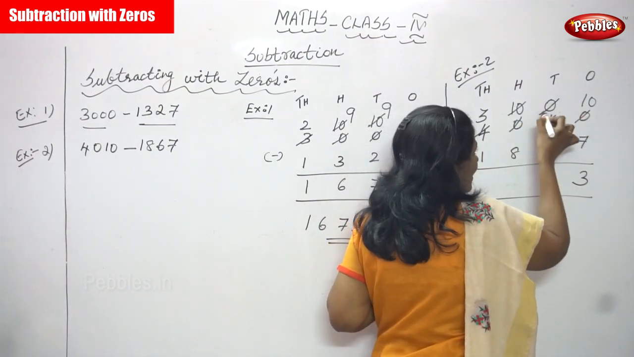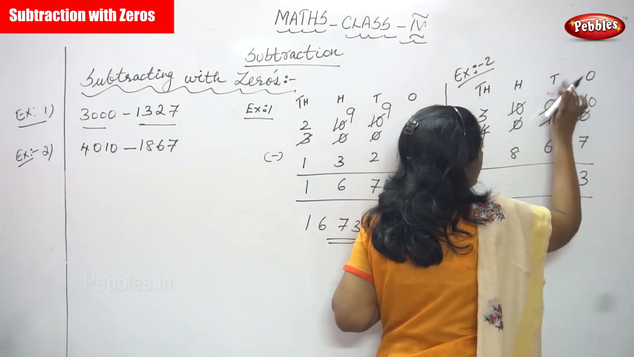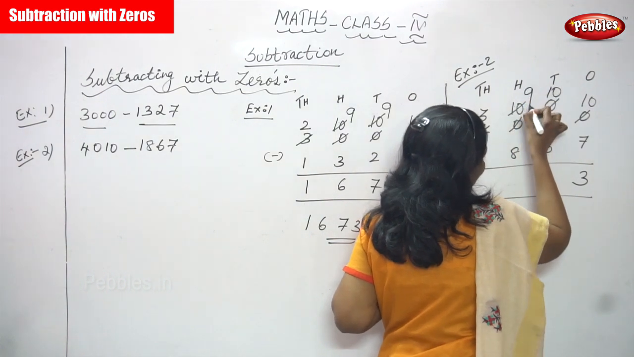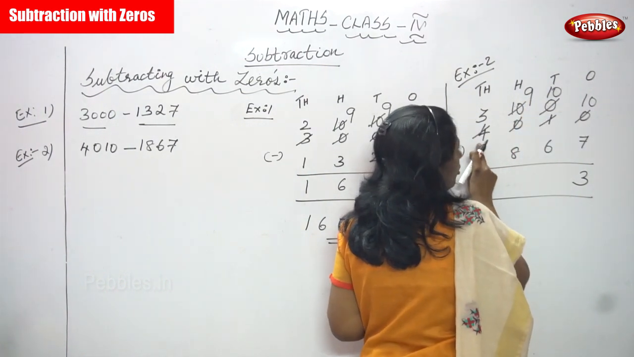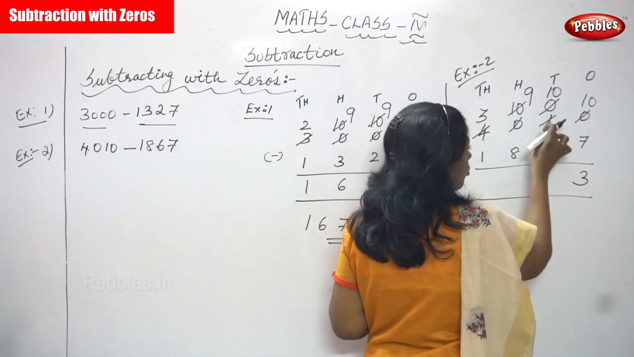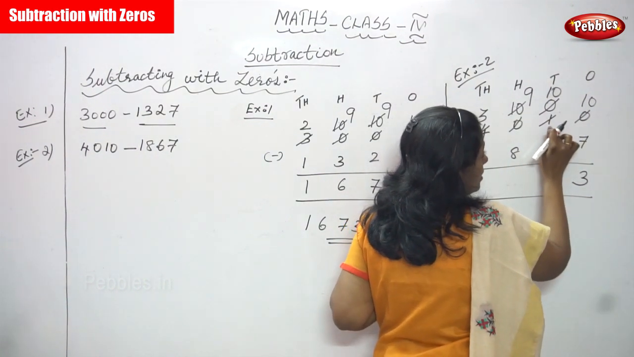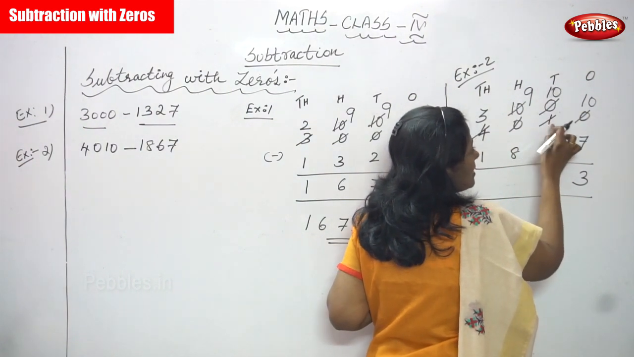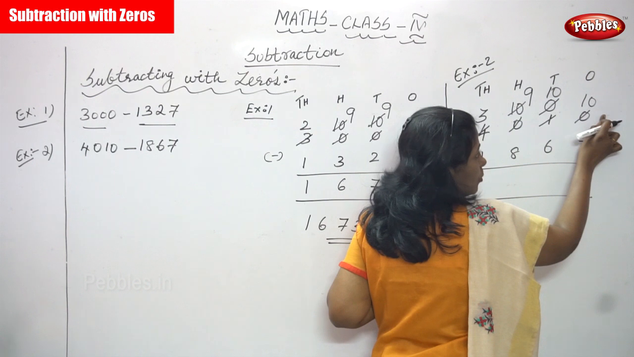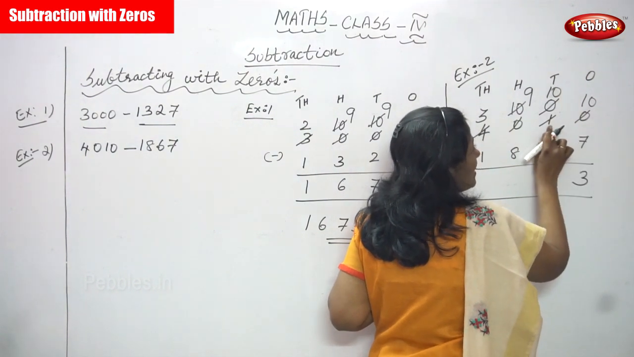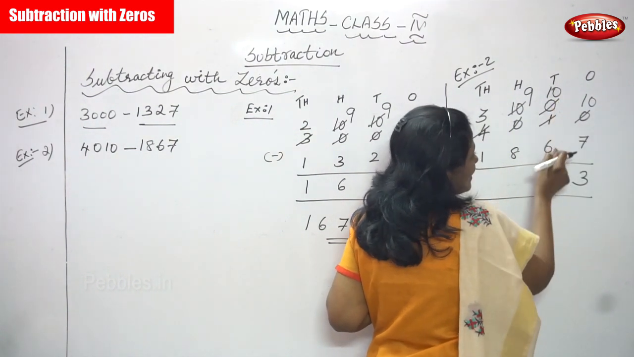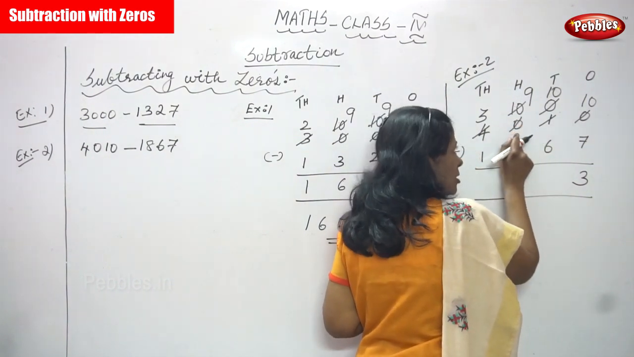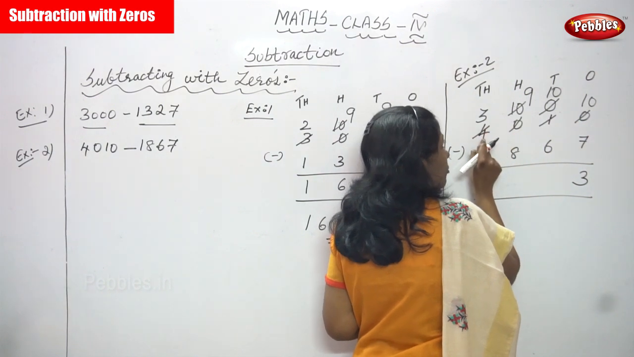So the tens place 0 becomes 10. The 100 place 10 becomes 9. Again I'll tell you, first I have to concentrate on what the number is here, because I have to borrow from 1. I have to borrow from 110 here. So this one becomes 0. 0 minus 6, I can't subtract. So I have to borrow from the 100 place. The 100 place is also 0. So I have to borrow from the 1000 place.